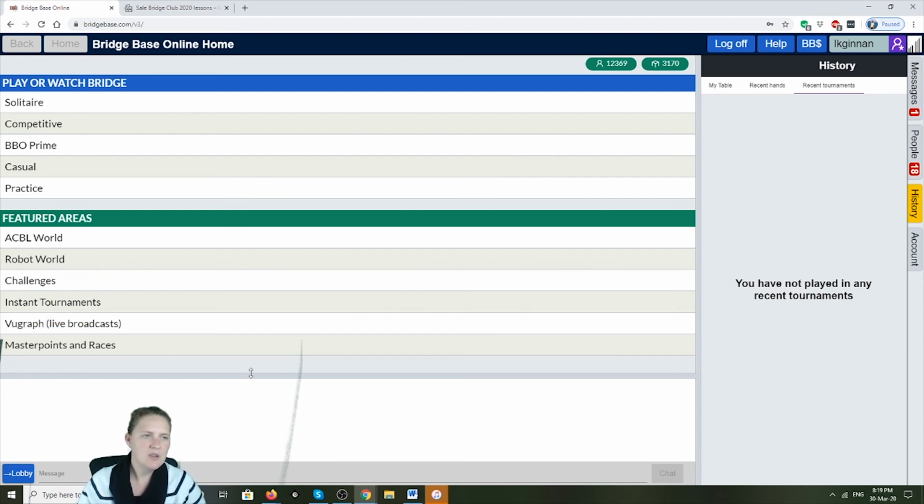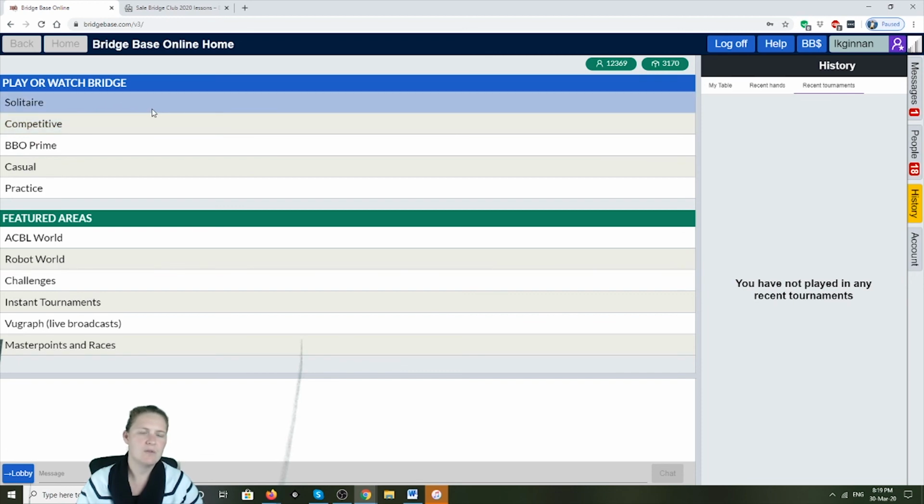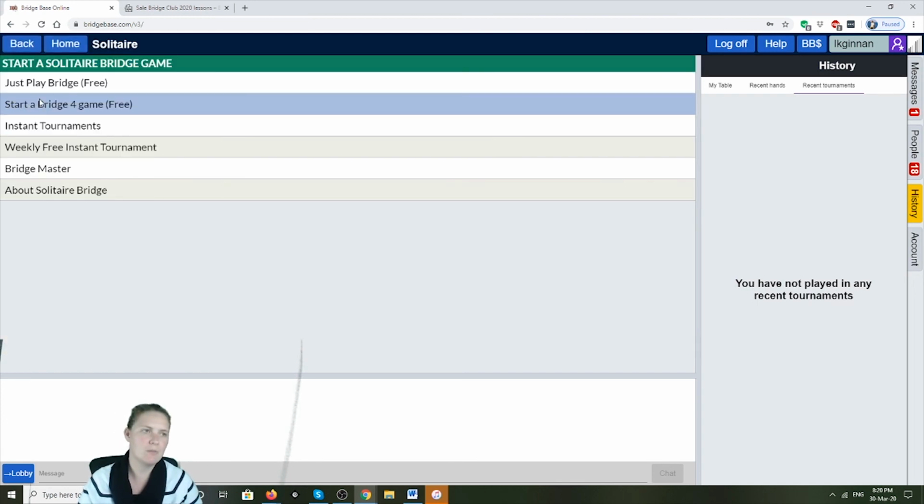Now, in terms of playing on BridgeBase Online, there's a few different options that you've got. We had that Just Declare feature that I showed earlier, which if you don't want to have bidding involved, you can just play on that. If you do want to play with bidding, what you can do is click on Solitaire up here. Solitaire, not the card game Solitaire, but it's actually playing bridge by yourself, basically.